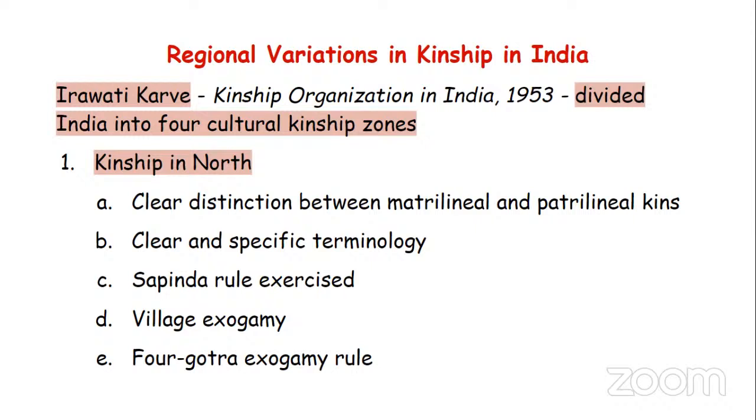Then there was the 4 Gotra exogamy rule also. This 4 Gotra exogamy rule means that people were restrained from marrying within 4 generations of Gotra, like from one's own Gotra, the generations of one's own Gotra, mother's Gotra, generations of mother's Gotra, grandmothers and great grandmothers. So like that, the 4 Gotra exogamy rule was also practiced in some parts of northern India. These are the major features of kinship in north.